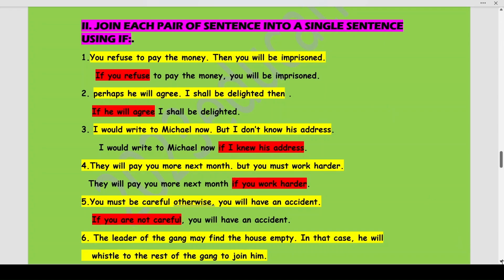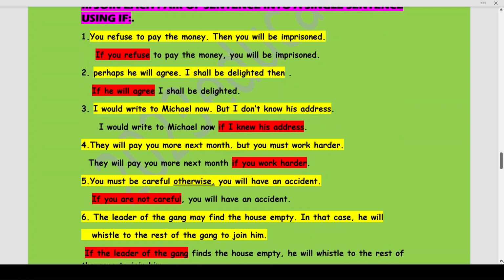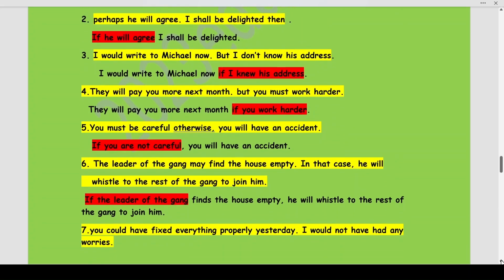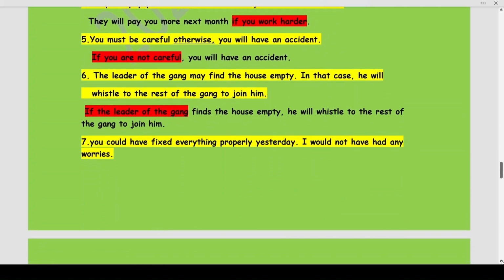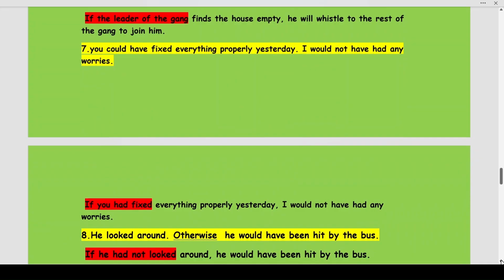I am not going to read it out to students. All the answers are given and I have taught you how to analyze the sentence. So, please go through it. All the answers are given to you.